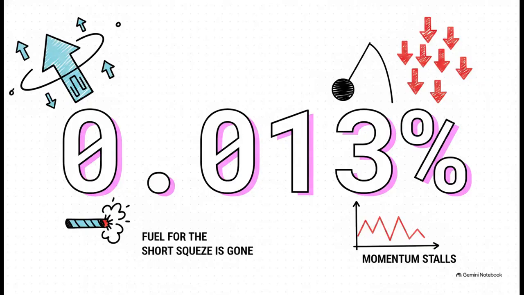And if you want a single vulnerability metric to watch tomorrow, it's this, 0.013%. That is the current perpetual futures funding rate. That number signals that the market is heavily skewed with over-leveraged longs who are paying a premium just to stay in their positions. The fuel for the short squeeze is gone, meaning the pendulum of risk is currently swinging back toward long liquidations if momentum stalls out.